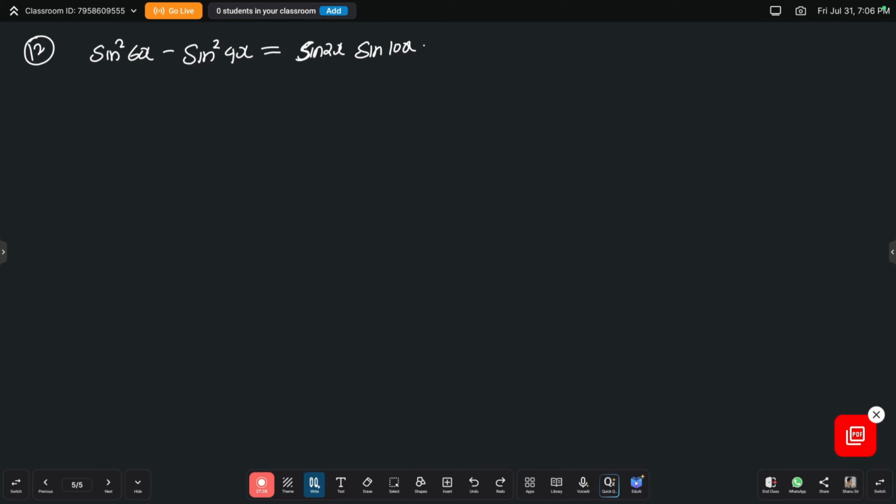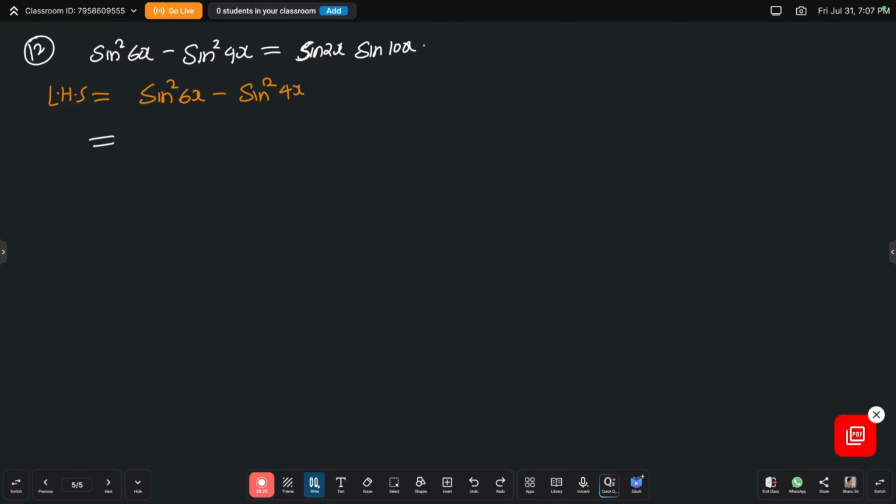You can take the left hand side, sine square 6x minus sine square 4x. Look at this. What to do? Is there any formula I have given to you, sine square minus sine square type? Not given. Then do you know it is like a square minus b square? What is a square minus b square? A plus b, a minus b.